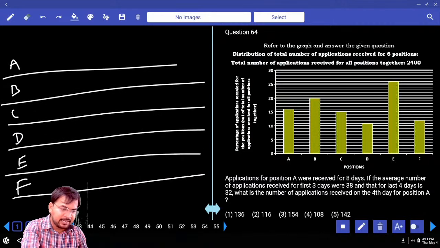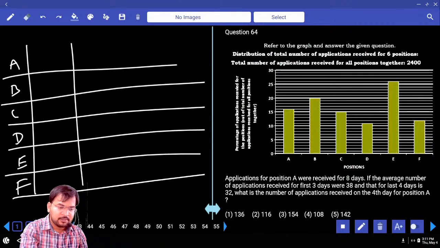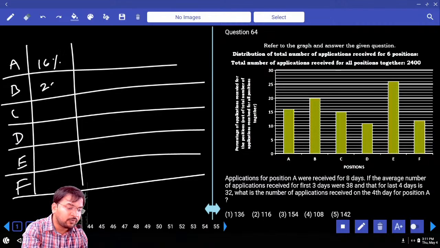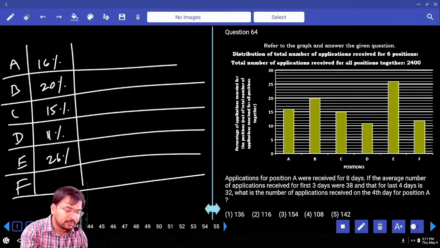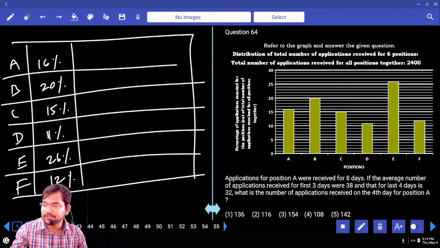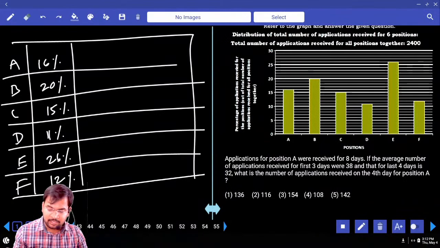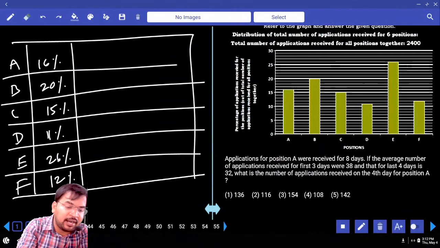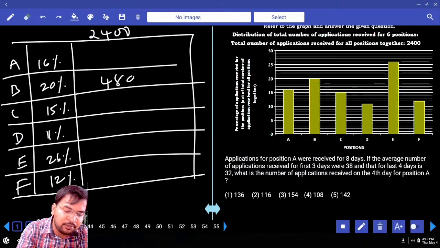Tell me the percentages directly first. 16, 20, 15, 11, 26, 12. Total it is 100%. The 100% value is 2400. Now look here. 2400 total. 20% is 480. Are you clear? 15% is 240 plus 120, 360.